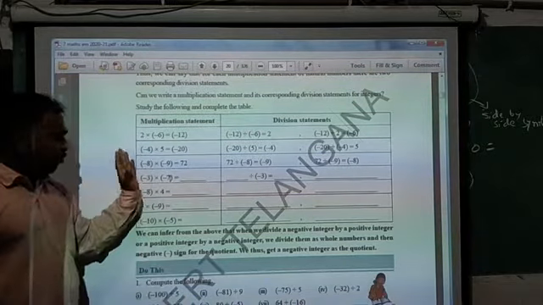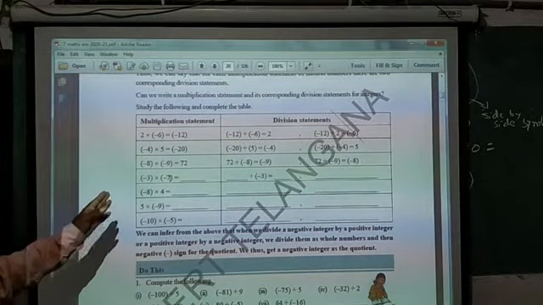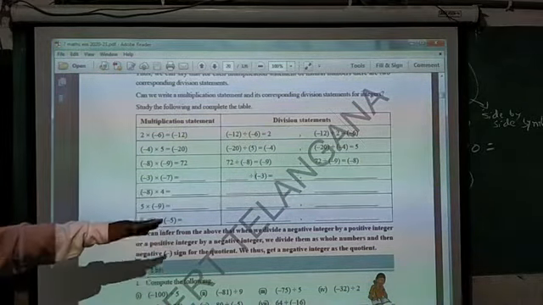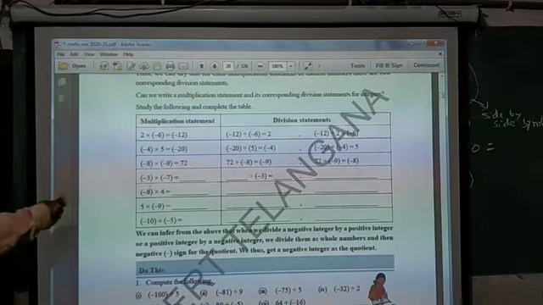Okay, I will show you what the homework is, but you can do it now. Very easy it is. You can answer it. Only from the multiplication statement, you need to convert into division statements. 2 division statements will form. Here you need to write the answer.